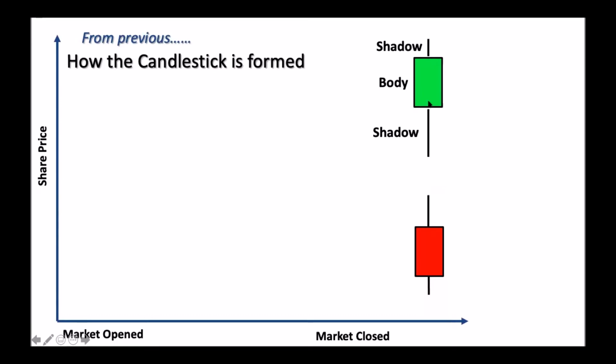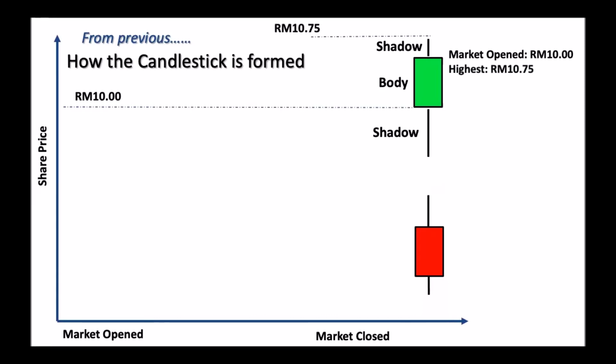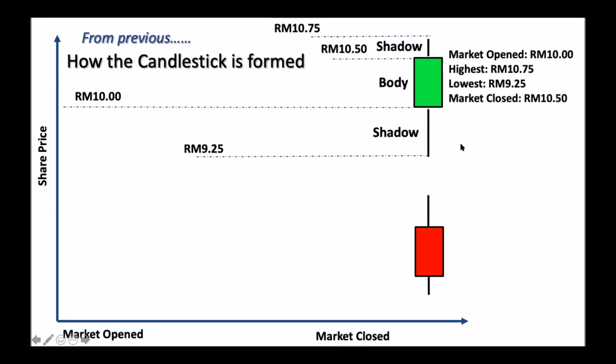This shadow is formed probably because the stock price opened at, say, 10 ringgit, and then it may have hit a high of 10.75, a low in the day of 9.25, and then at about 5 p.m. when the market closed, it closed at 10.50. So the stock closed at a higher share price than when it opened, which gives us the green color in the KLSE setting.